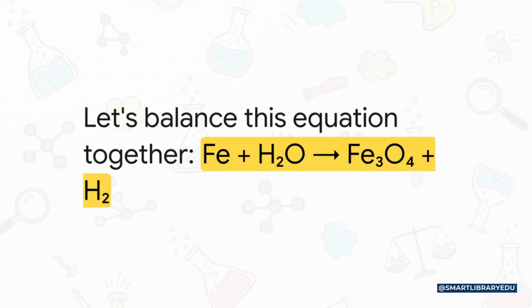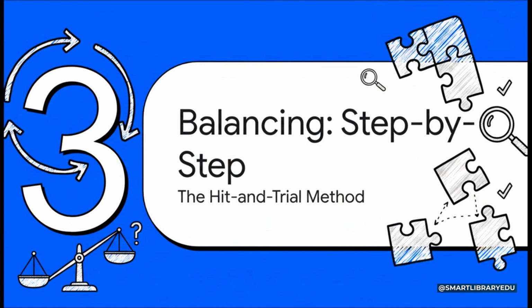Okay, time for the main event. This is the equation we are going to wrestle into submission together, step by step. We've got iron reacting with water to make iron oxide and hydrogen gas. You can see right now it looks like a bit of a mess, but don't worry, we're about to fix it. So how are we going to do this?